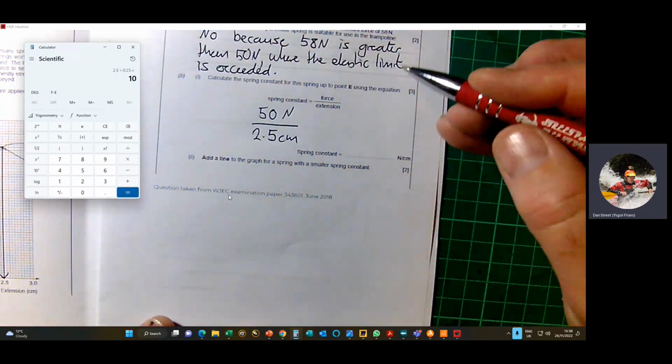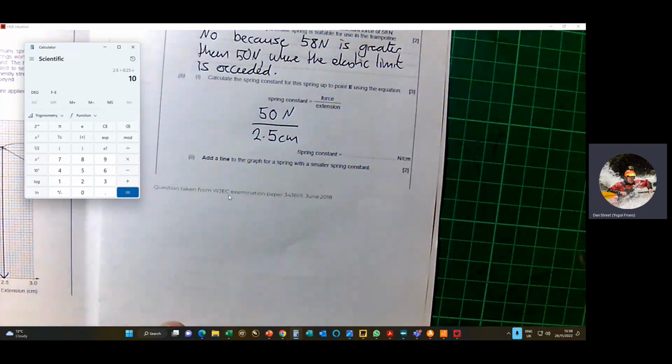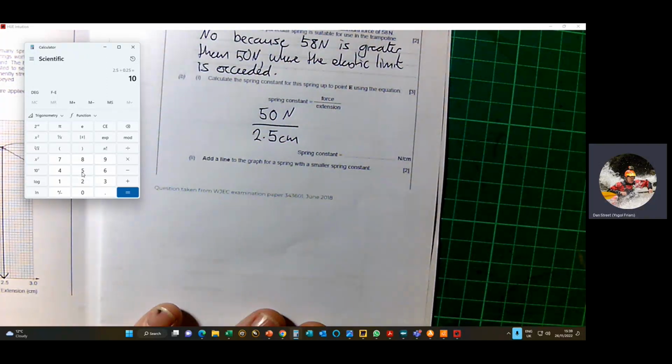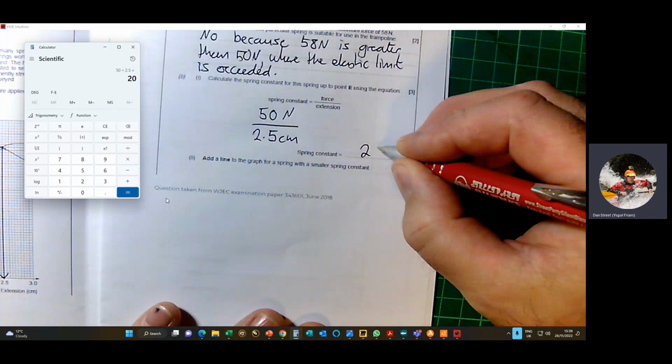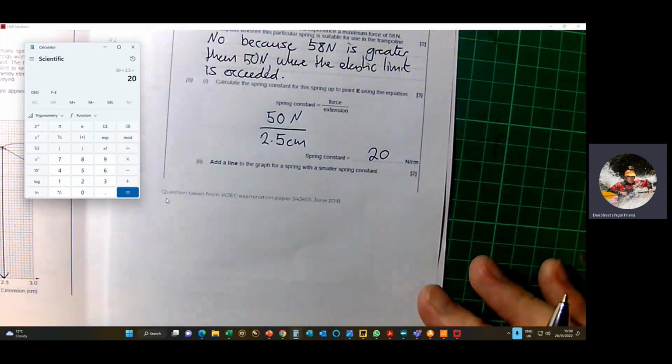Okay, so 50 divided by 2.5. Okay, so we could do that in our heads, but let's just make absolutely sure we get the right answer. So 50 divided by 2.5, 20. Okay, so the spring constant is 20 newtons per centimetre.